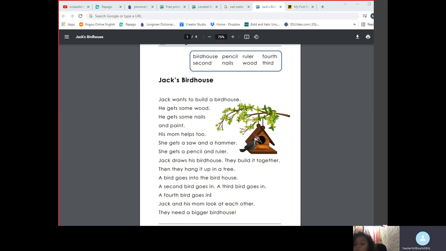Then they hang it up in a tree. A bird goes into the birdhouse. A second bird goes in. A third bird goes in. A fourth bird goes in. Jack and his mom look at each other. They need a bigger birdhouse.